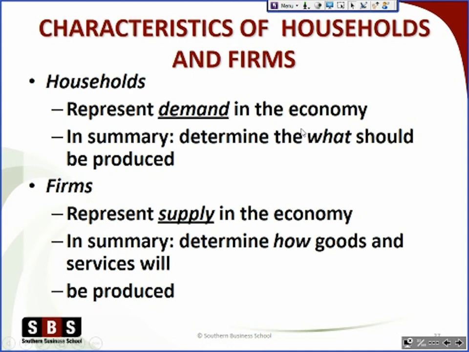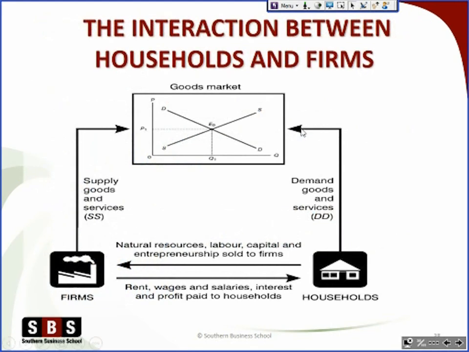So that's the definition of households and the definition of firms. So households represent demand in the economy. The next slide will explain that to you. And firms represent the supply in the economy. That's quite obvious. Now, if you look at the next slide, there we've got the flows between firms and households all the time.